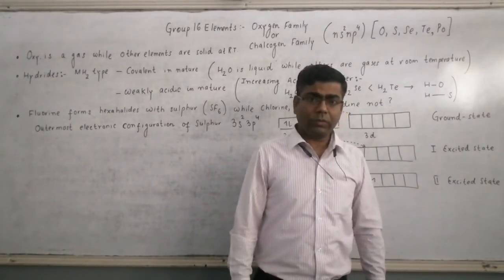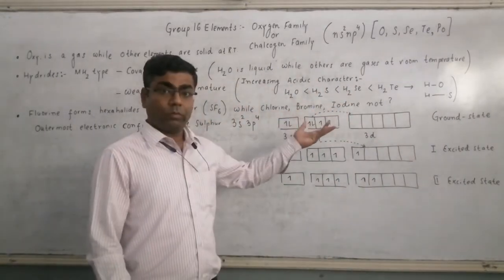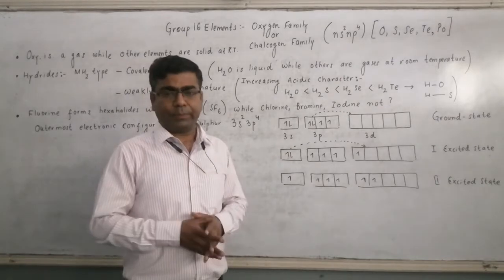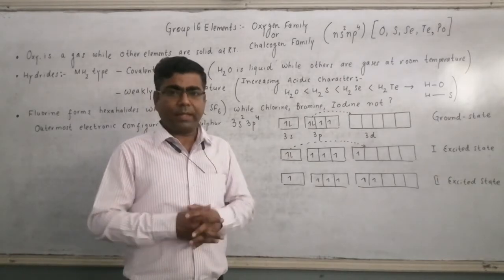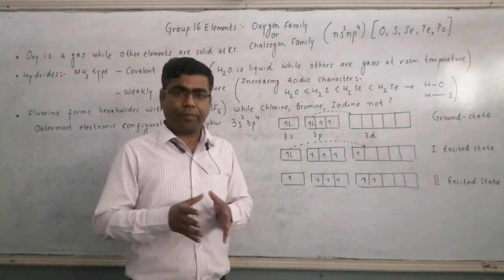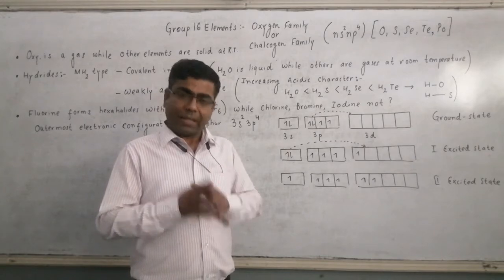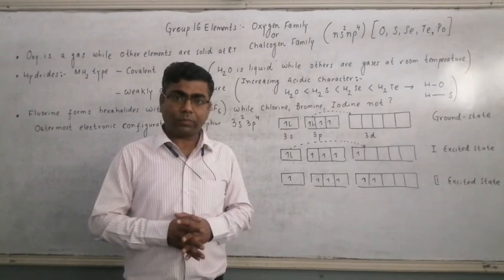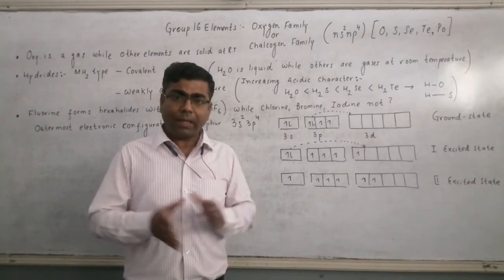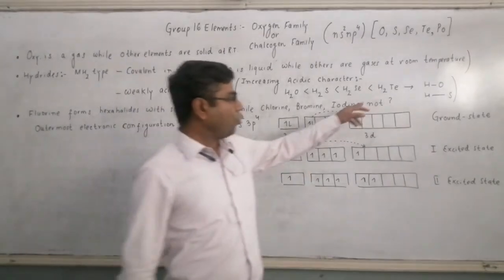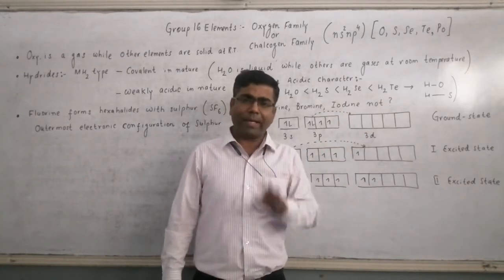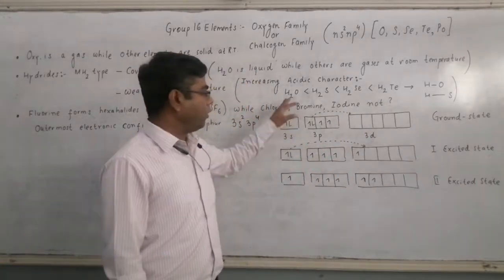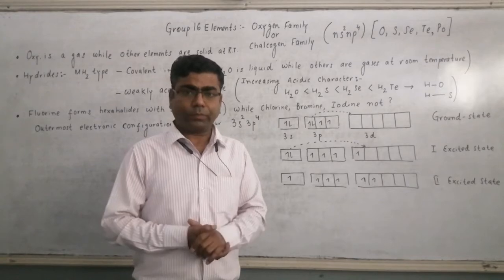Now as we move down, bond length will further increase, which increases the acidic character. So H2Te has the maximum acidic character and H2O has the least acidic character.